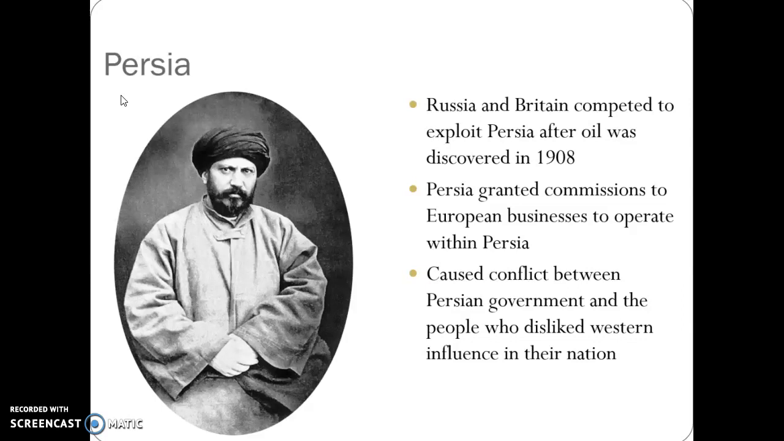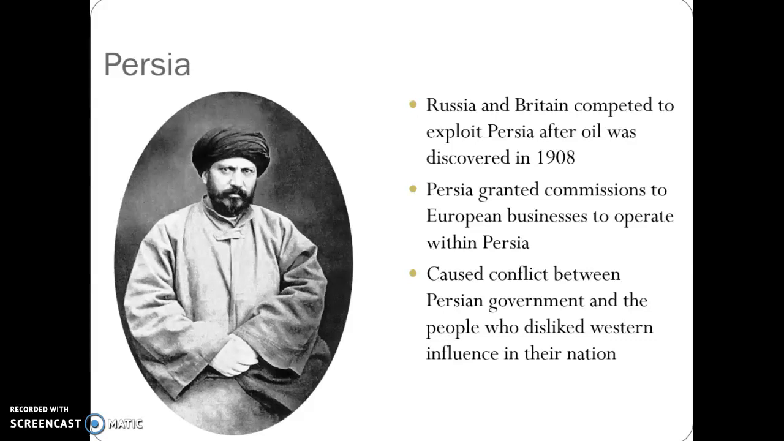And the Persians themselves were really unable to spend the money needed to find the oil, to drill the oil, and to transport the oil to market. And so they did what oftentimes countries outside of Europe did, which was to grant concessions to European businesses to operate within Persia. So they would offer a concession to an oil company, and then the oil company would pay the Persian government in order to have that right, but then would be profiting from the oil that they were extracting from Persia.